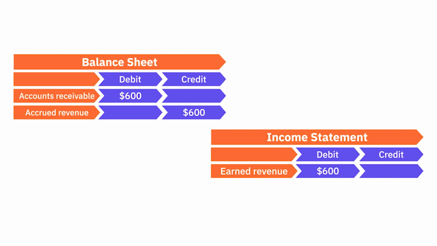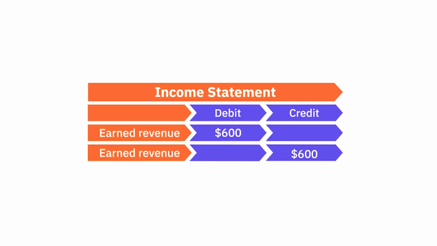When the client settles the invoice, you can also close the accounts receivable ledger. To do this, you'll credit the accounts receivable ledger with $600 and record the received payment as cash. The incoming cash payment is a debit, so it also balances the earned revenue in your income statement. And that's pretty much the gist of it. Now let's take a look at how to record deferred revenue.